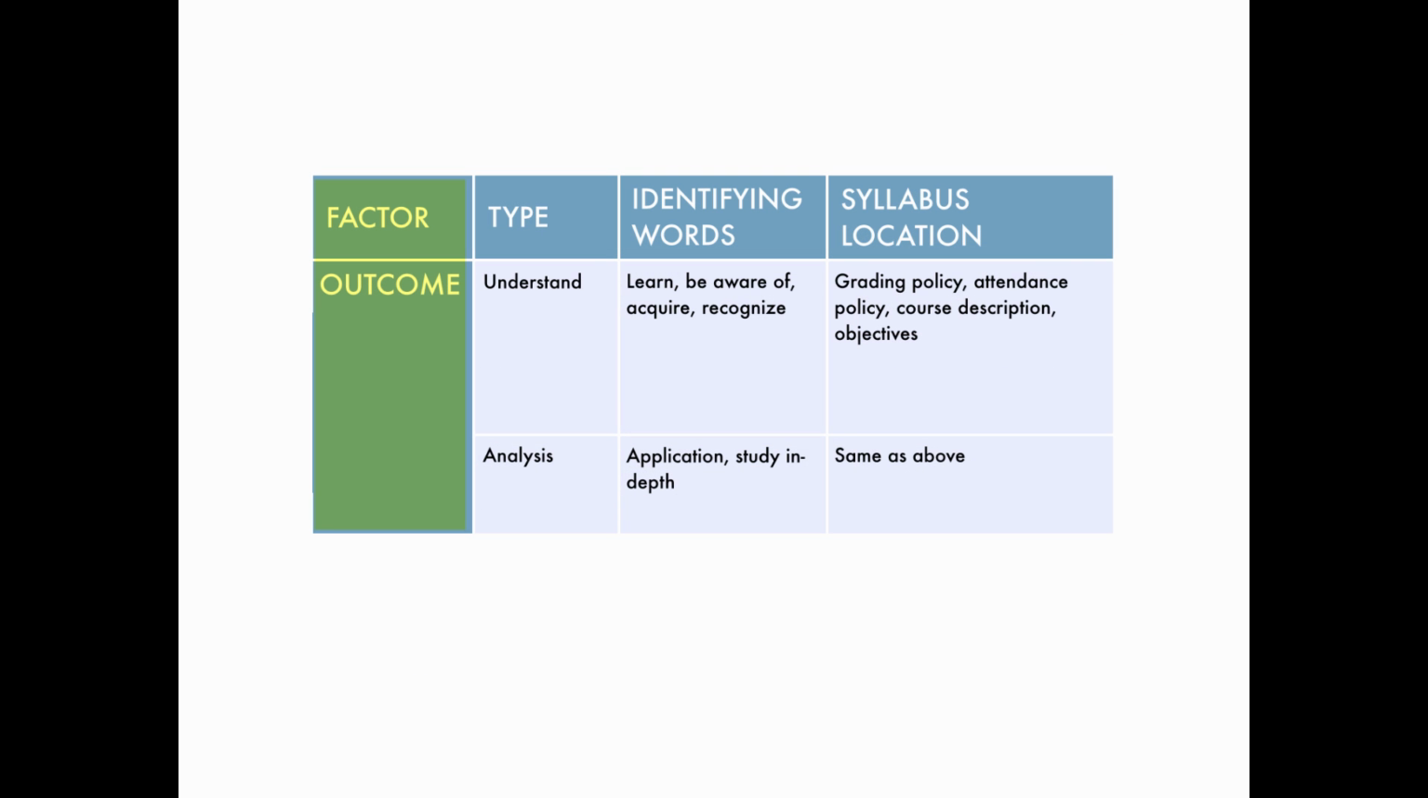The last factor of course structure is outcome. Now, how much detail do I need to know to be successful in the course? What kind of information will be on the test? There are 2 types of outcome.